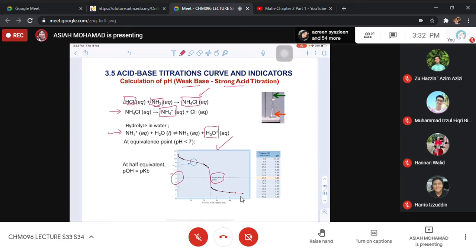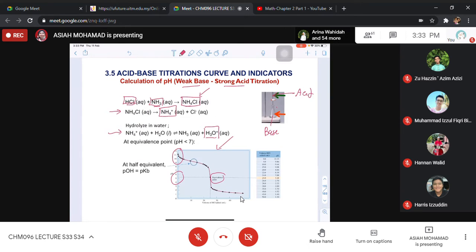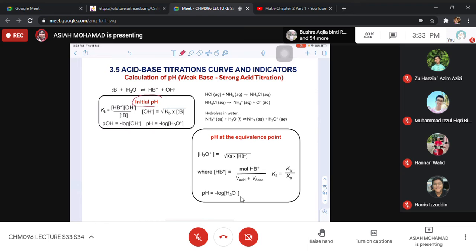So in this case, the species present in the flask is actually the base, and the one that you put here is the acid, because you start with basic pH. So okay, the calculation for this weak base and strong acid titration. Since the one that you put in the flask is the weak base, how to calculate pH at initial?